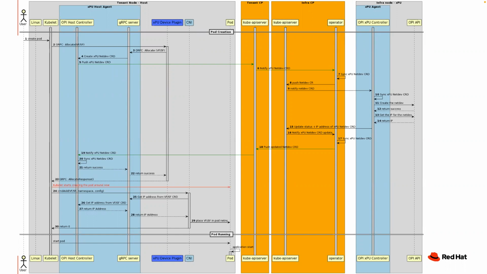I guess maybe the other way to phrase your question is, how do you know which host to create a VF on without knowing where the pod is getting scheduled and all that? So is that handled in the sequence? You will have a lot of information. I think it should be information contained within the CRD itself for the NetDev.